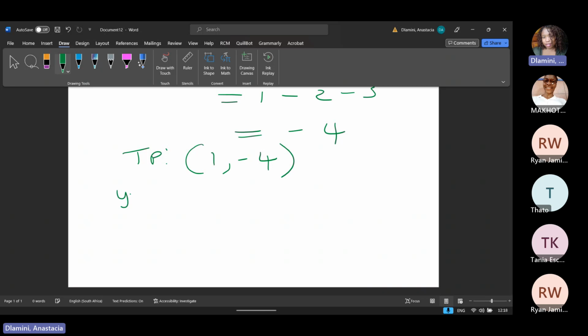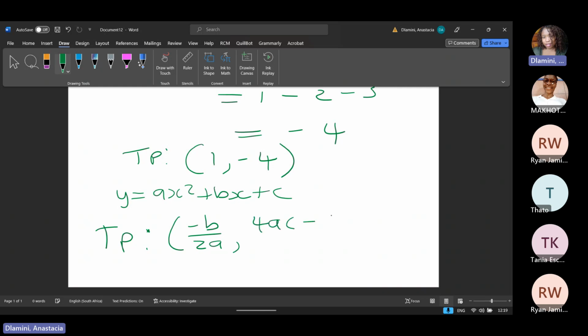If you're given y equals ax squared plus bx plus c, and you want to find the turning point, you can use minus b over 2a, comma, 4ac minus b squared over 4a. That's the formula. You can use that formula to find the turning point. Yes, ma'am. Thank you.